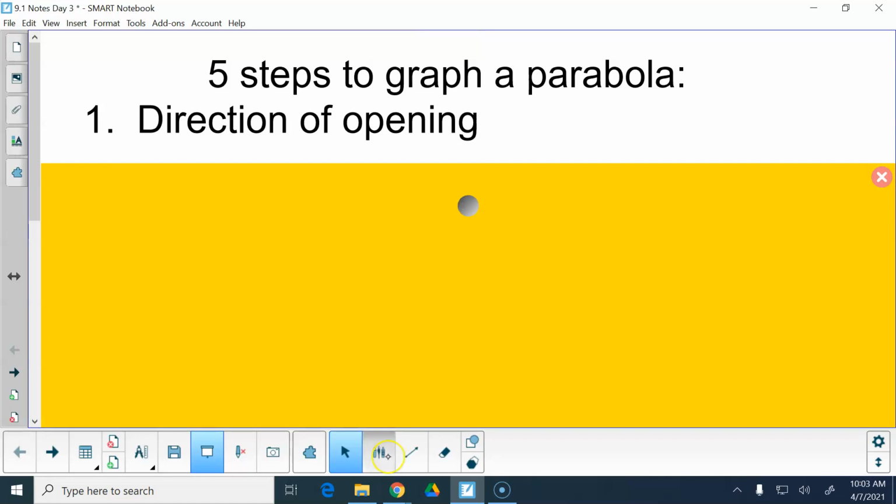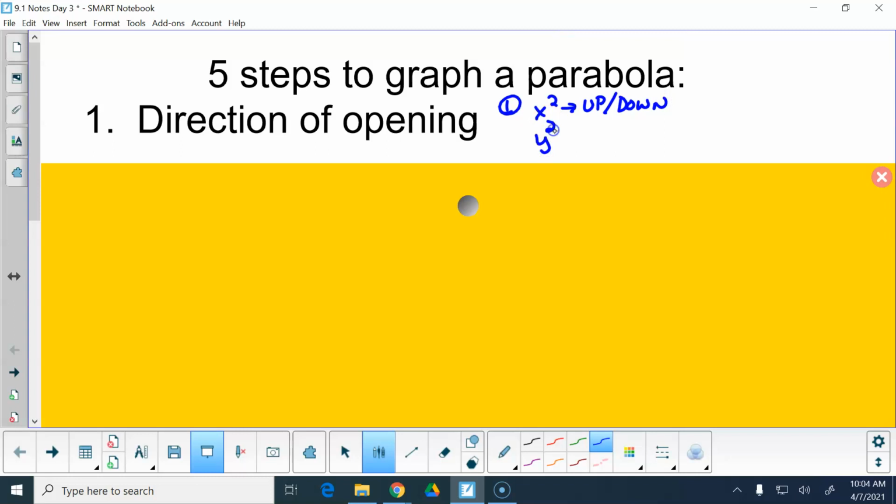There are two things that we need to look at. What do you got? Is x or y squared? So which one's squared? Okay. And so if x is squared, then it's up or down. So we write that down. X squared, up down. And then y squared, left right. Okay. And what's the second thing?